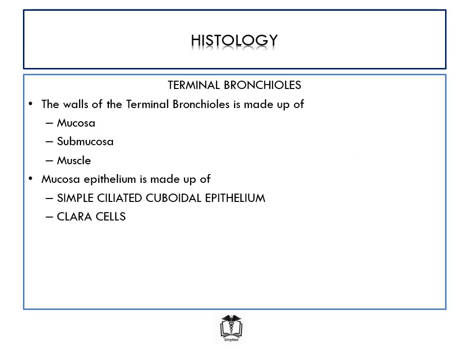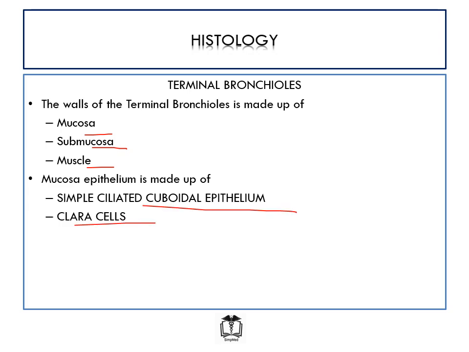Let's talk about the histology of the terminal bronchioles. Terminal bronchioles, just like the segmental bronchioles, are also made up of three layers of tissue that form the wall. This includes the mucosa, submucosa, and the muscularis layer. The mucosa of the terminal bronchioles tends to be distinct because of the combination of two types of cells that we find there. First is the simple ciliated cuboidal epithelium. Then second is what we call Clara cells.